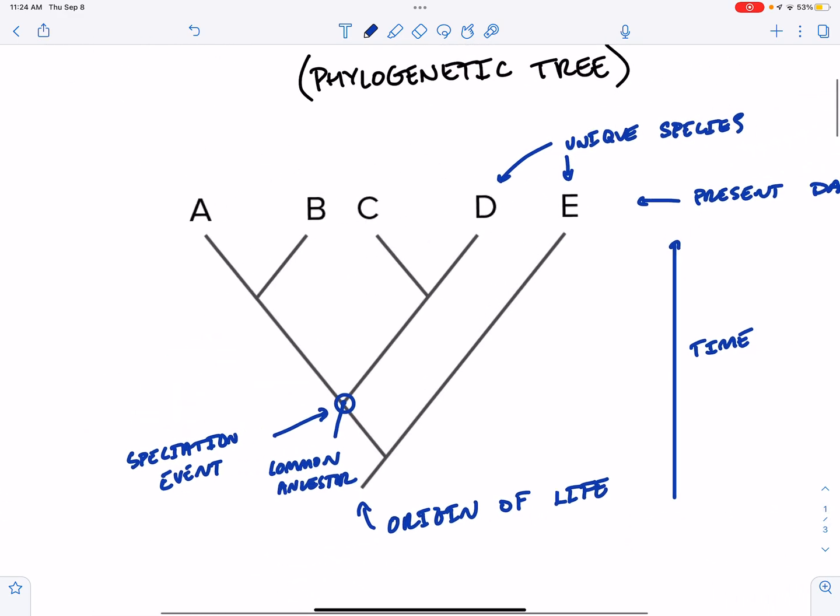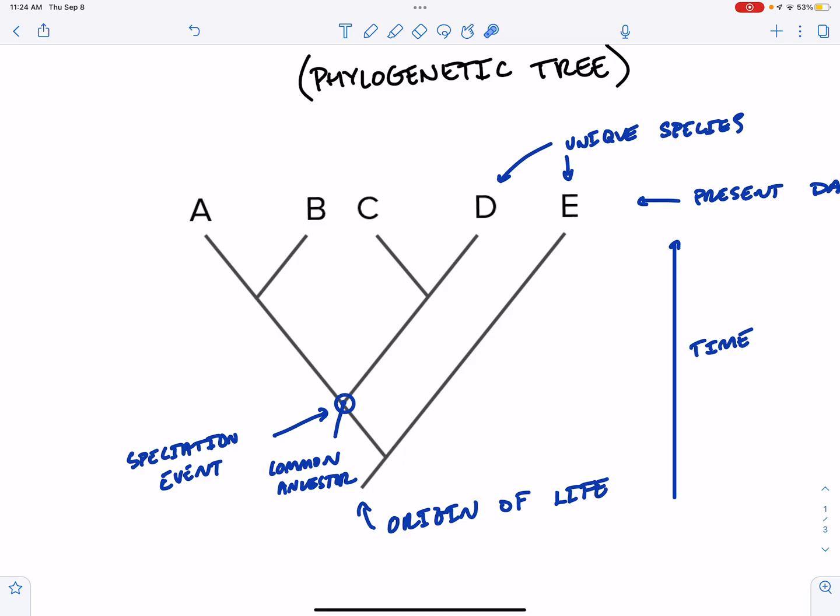Okay. So if we're to look at our tree, we see here that there's a branching point shortly after the origin of all life, and E branched off from the rest of our organisms here. That means that E is equally related to A, B, C, and D. So they all share a common ancestor. This group shares a common ancestor with E back here.